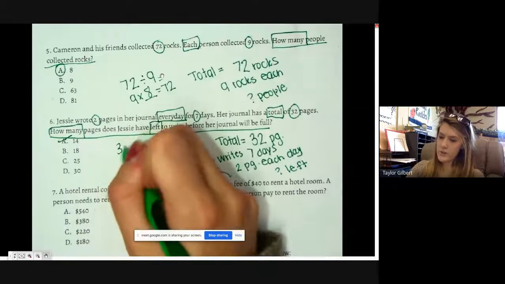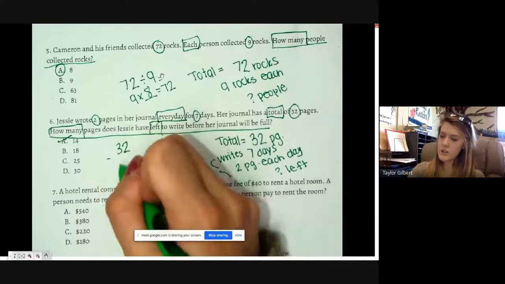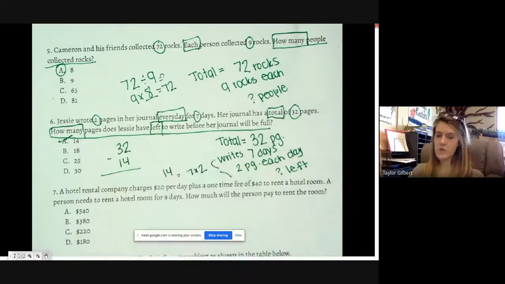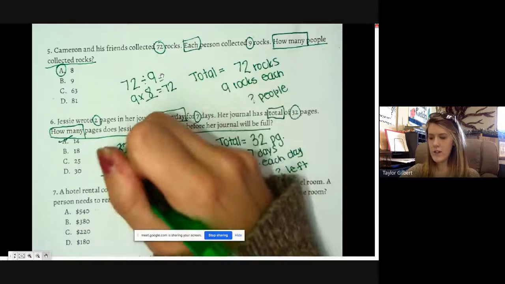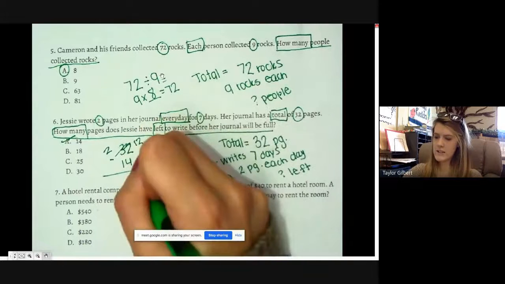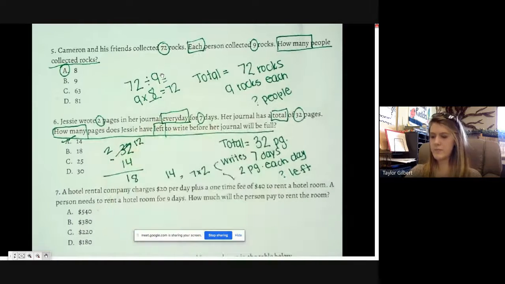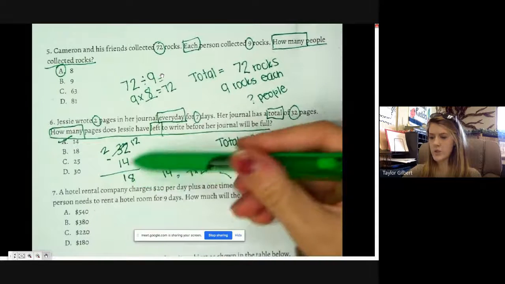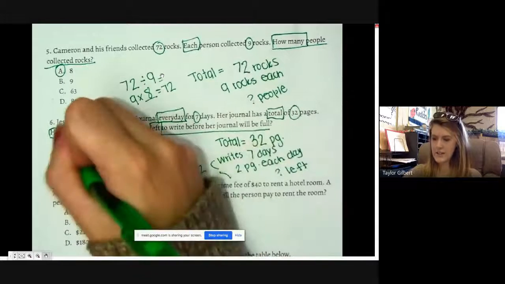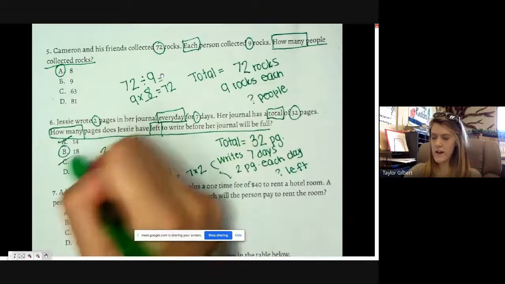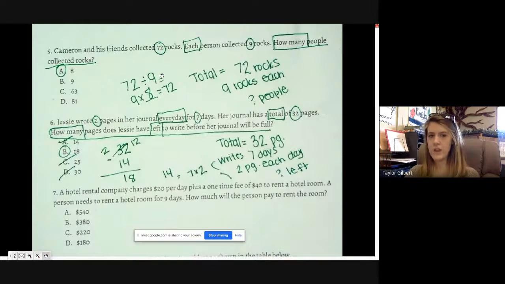So 32 total minus the 14 she's already written. 2 minus 4, can I do it? Nope, I have to borrow. 12 minus 4 is 8. 2 minus 1 is 1. 18. 8 plus 4 is 12. 1 plus 1 is 2. 18. Okay, not 25 and not 30. All right.